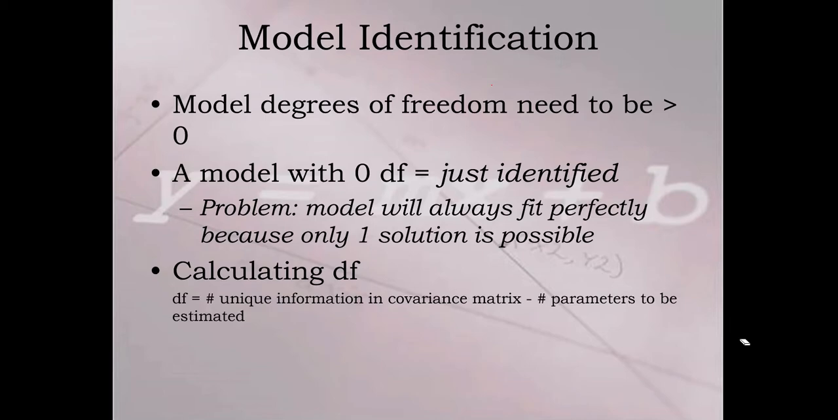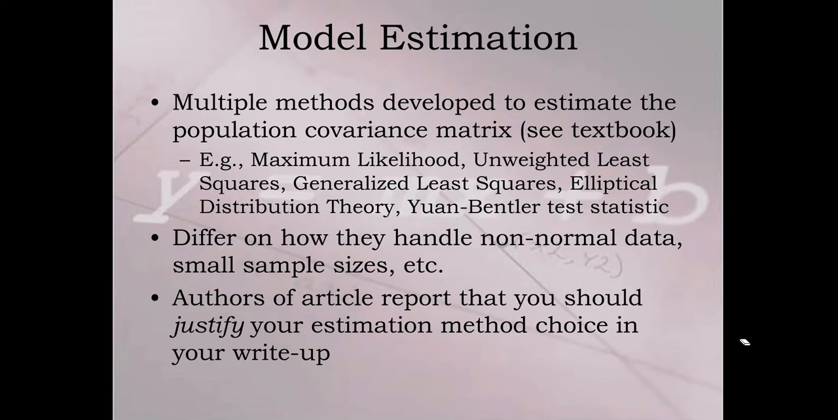Okay. So you want to make sure your model has positive degrees of freedom. After you've done that, you run your model through your program, model estimation in R. There are lots of different methods for estimating a model, just like there were a lot of different methods for doing an EFA and a PCA. Some examples of things you might see published include maximum likelihood, unweighted least squares, generalized least squares, elliptical distribution, or Yuan-Bentler. Yuan-Bentler is great for non-normal data. But for our purposes in our class, we're just going to focus on maximum likelihood.